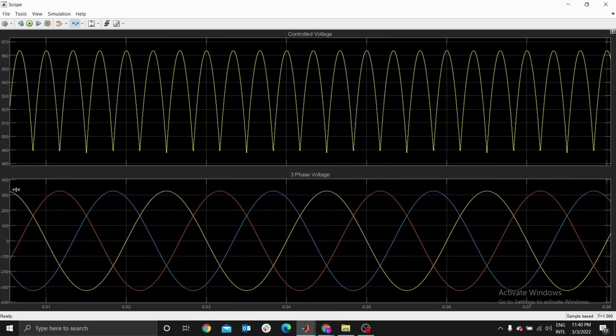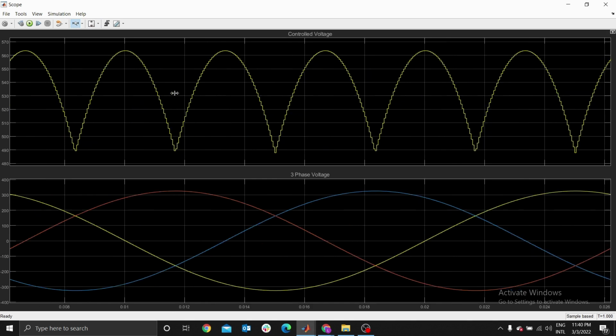You can see now this one, 3. These are out of phase. This one is 120. This one, yeah. These are 3 phase voltage, how it usually propagates. This is the controlled voltage.